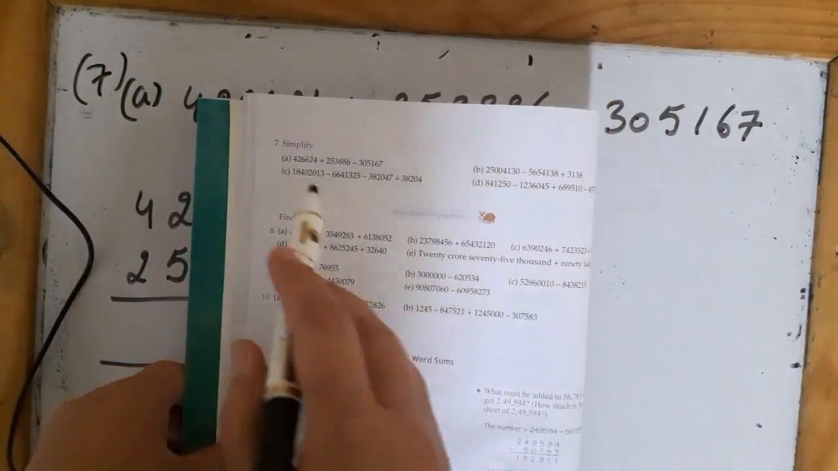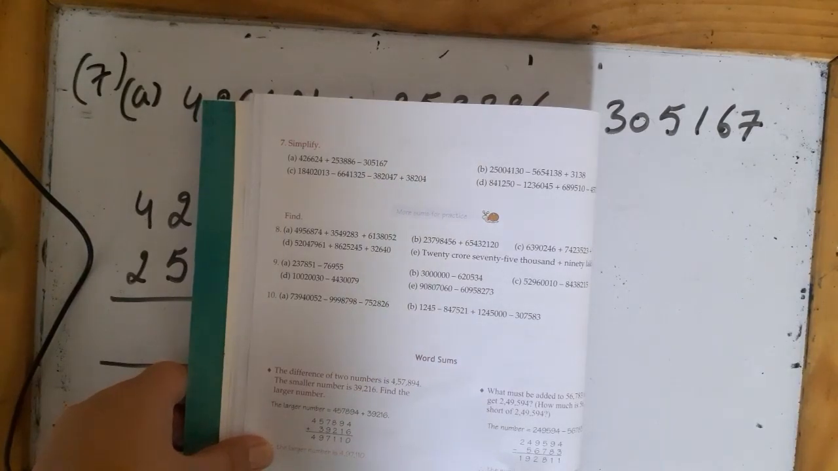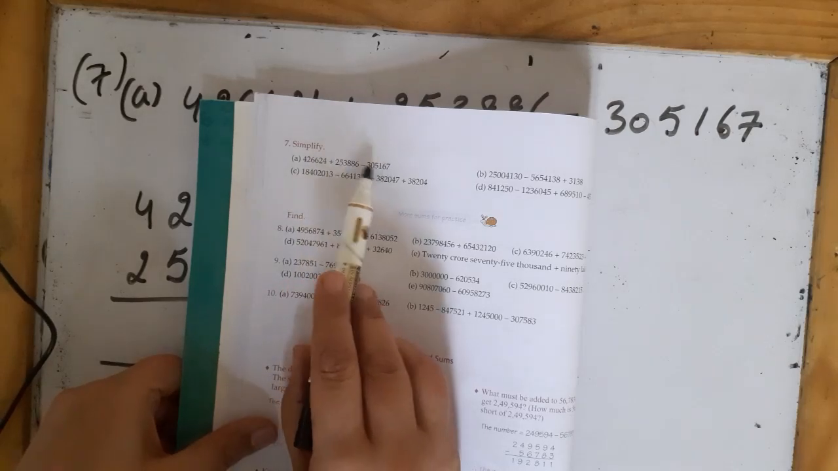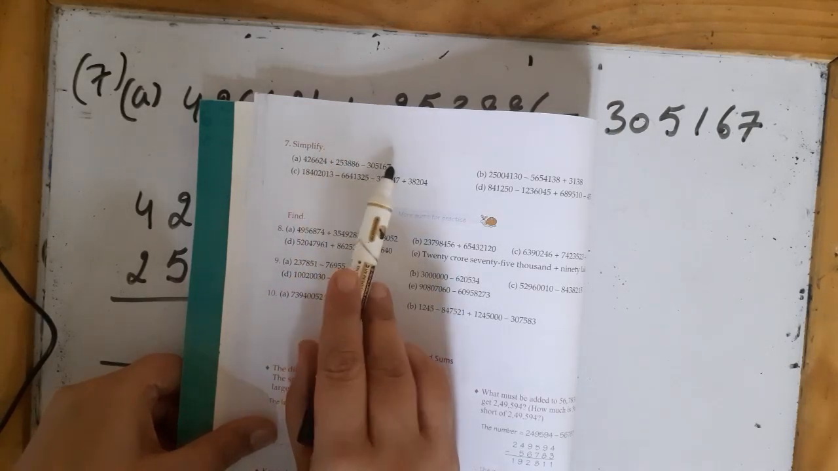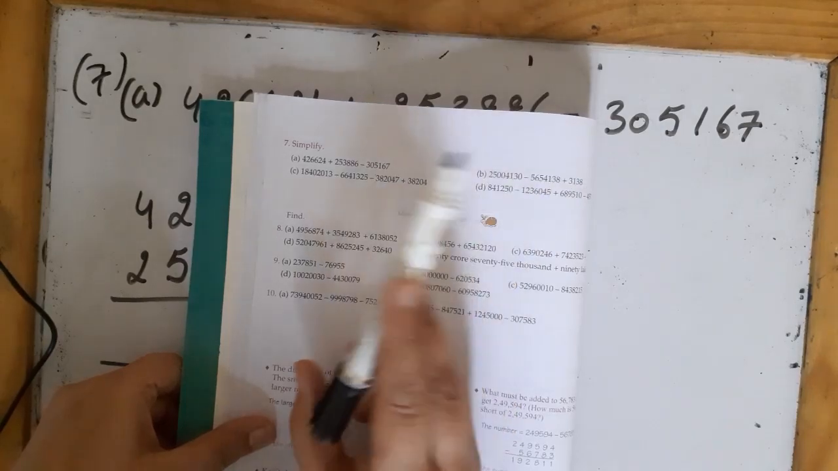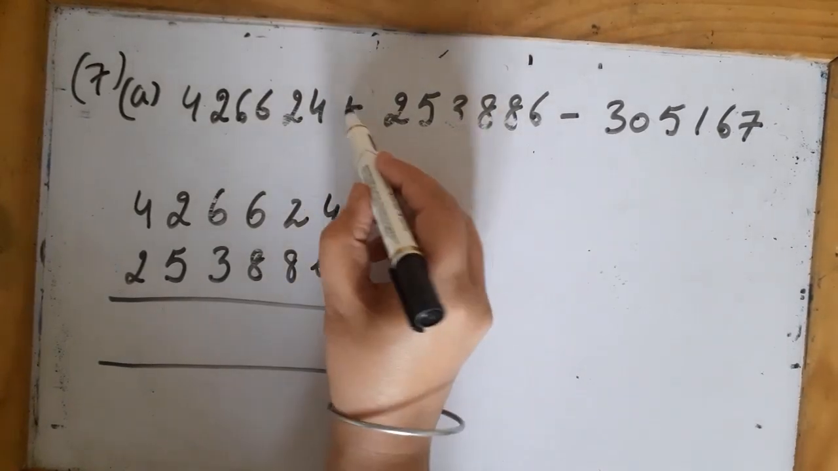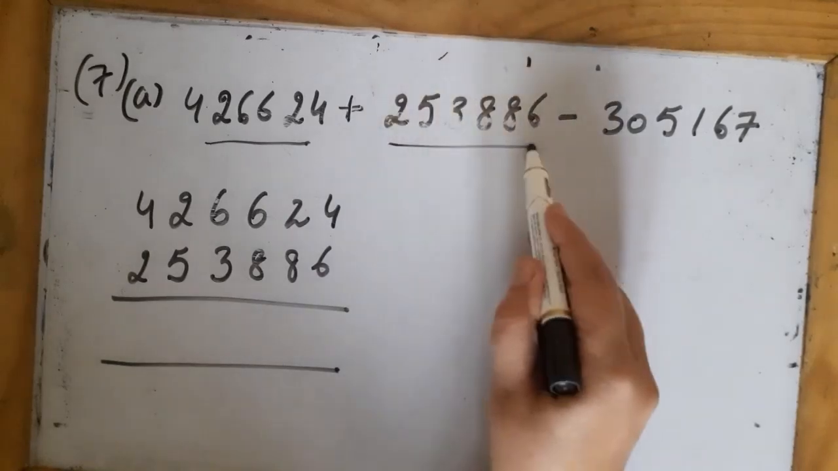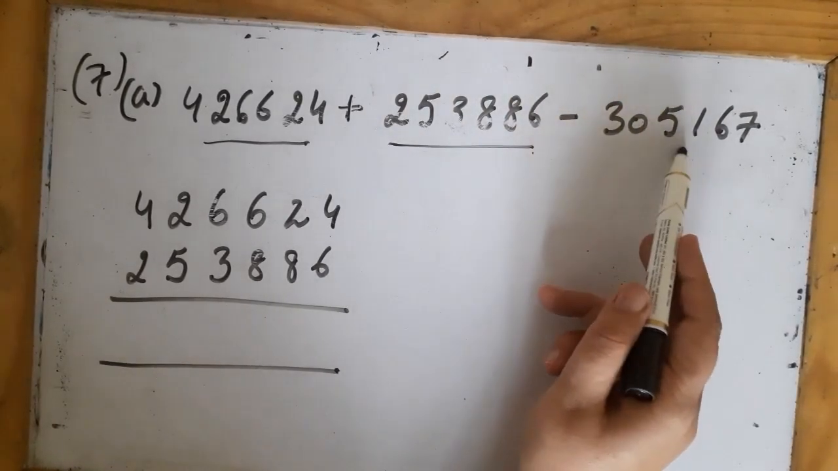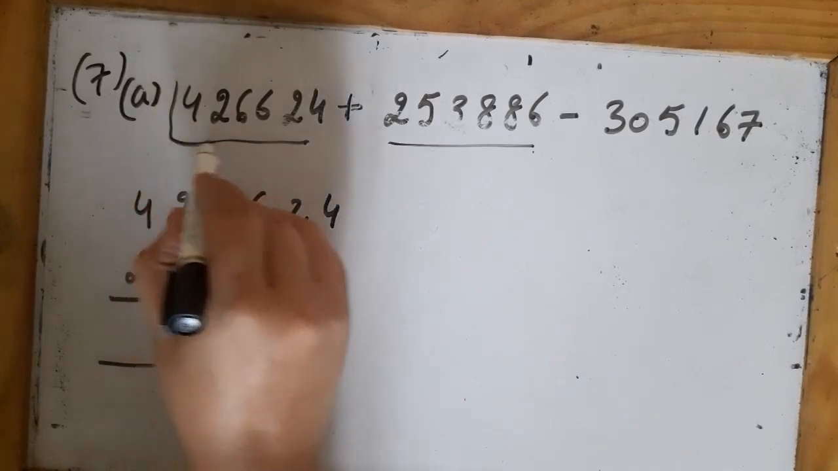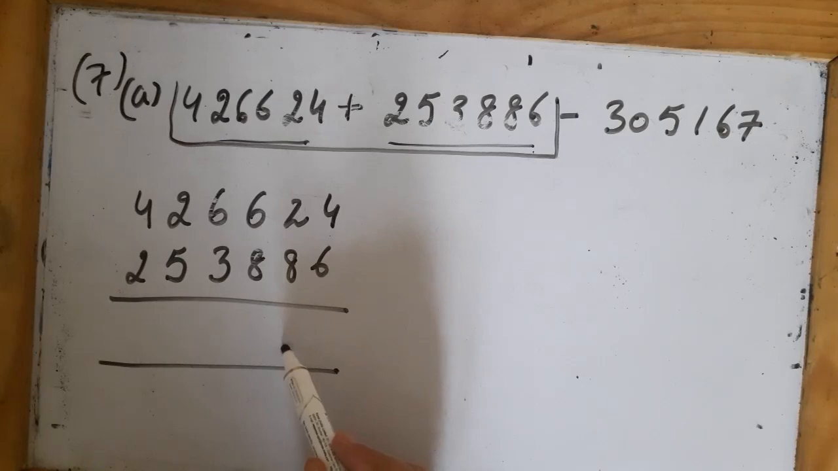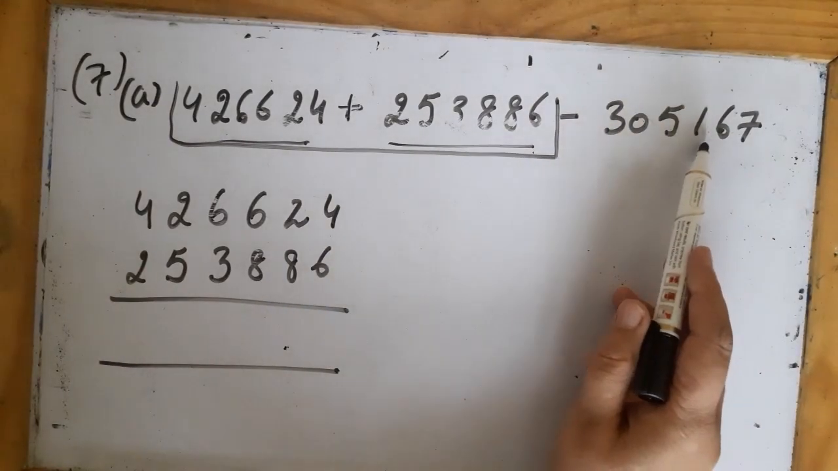Now we start with the 7th question. In this you are given some questions to simplify. As you can see, you are given both operations in a single sum. You have to add also, and you have to subtract also. Now how to do these sums? Look at the A part. You are given the first number, then you have to add this number to it, and then you can see subtract this. So what I can do is, first I will add these two numbers, and from the answer of this, you will subtract the third number.